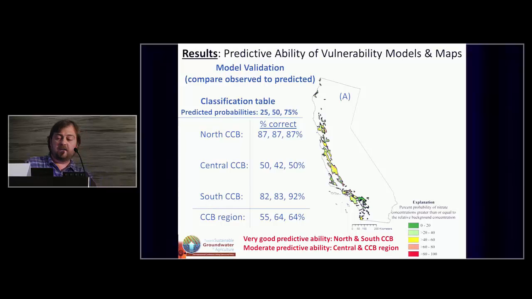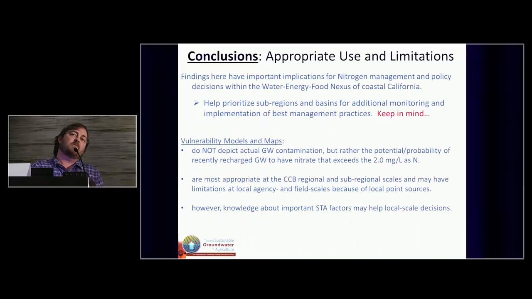So to conclude here, for any sort of model, any sort of groundwater vulnerability assessment, we always want to think about the appropriate uses and the limitations. And this is no exception here, but I think a lot of what we're all talking about in this conference has really important implications for how we manage nitrogen and other policy decisions within the water, energy, food nexus. These types of vulnerability maps and models help us prioritize what parts of our aquifer need additional monitoring, where best management practices are really needed. But we have to keep in mind these limitations.